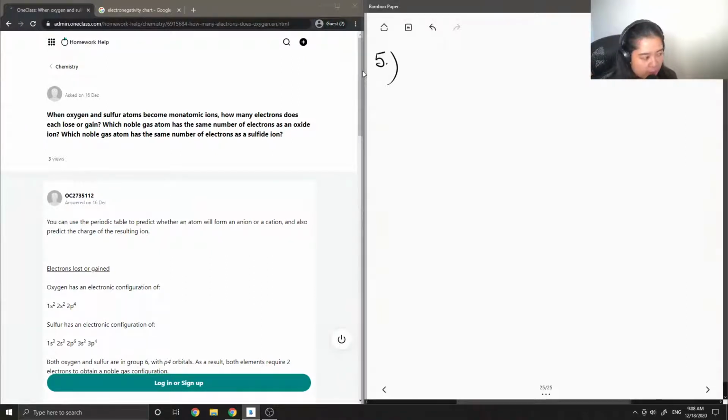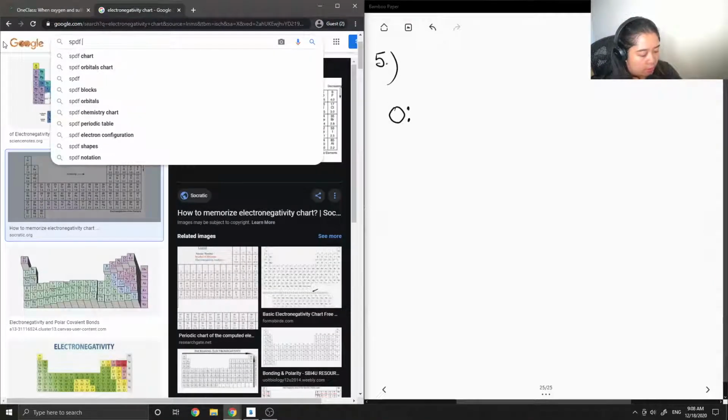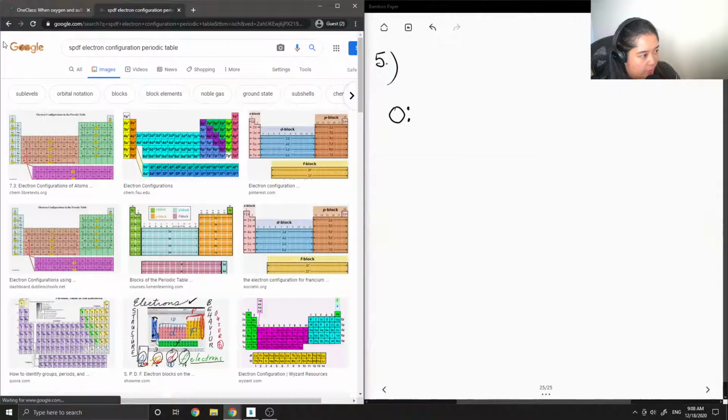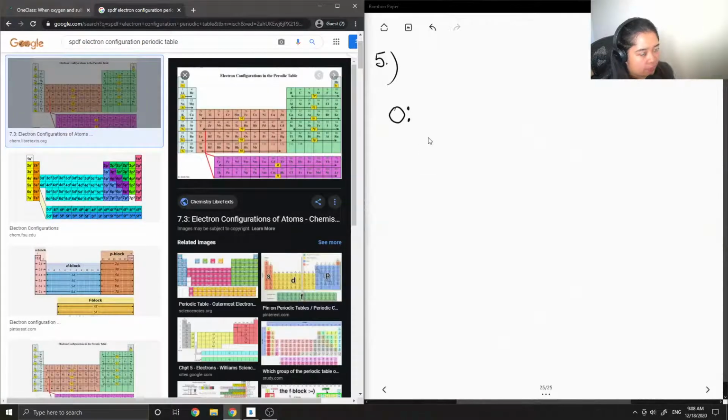Okay, so to answer this question, we would need to know the electron configurations of both oxygen and sulfur, when they are in their ground state configurations. So for oxygen, let's try to find out its electron configuration. Okay, so oxygen is found here, atomic number 8.